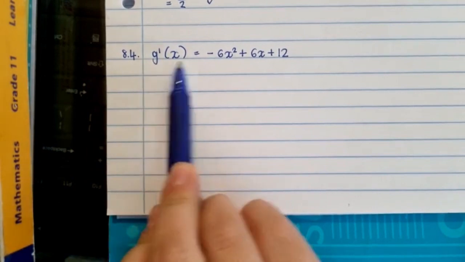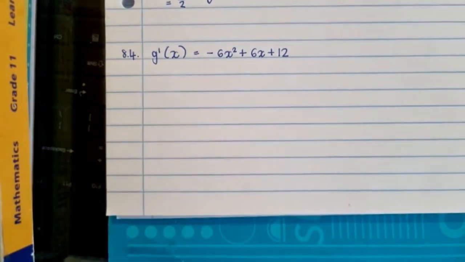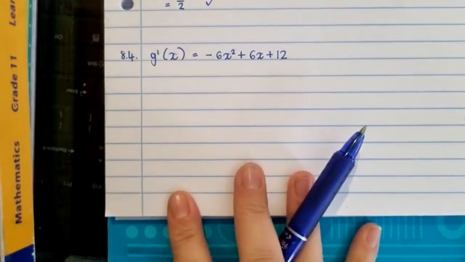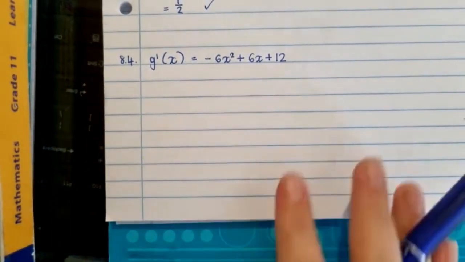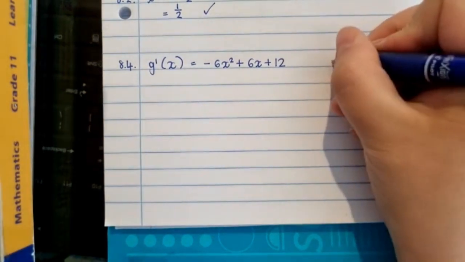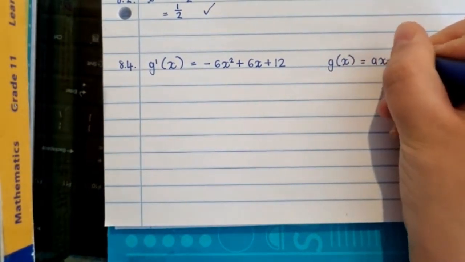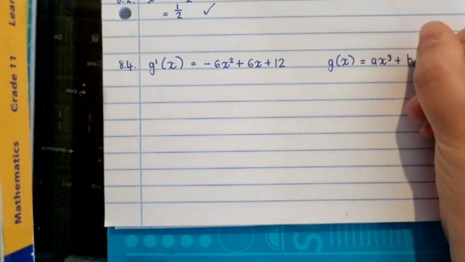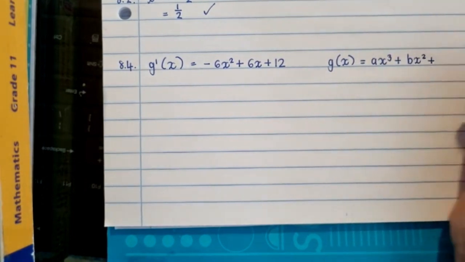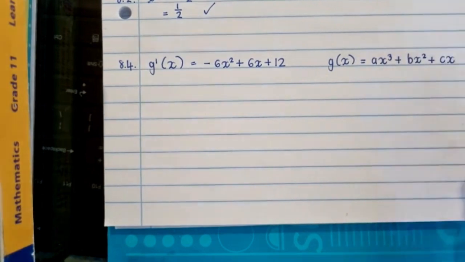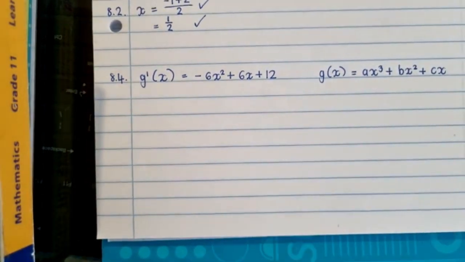The derivative is g dash x. That's -6x squared plus 6x plus 12. All right. Now, they're asking us to find the equation of g. Now, guys, the only thing that they told us actually was that g is this: ax cubed plus bx squared plus cx. Okay, that's all we know.